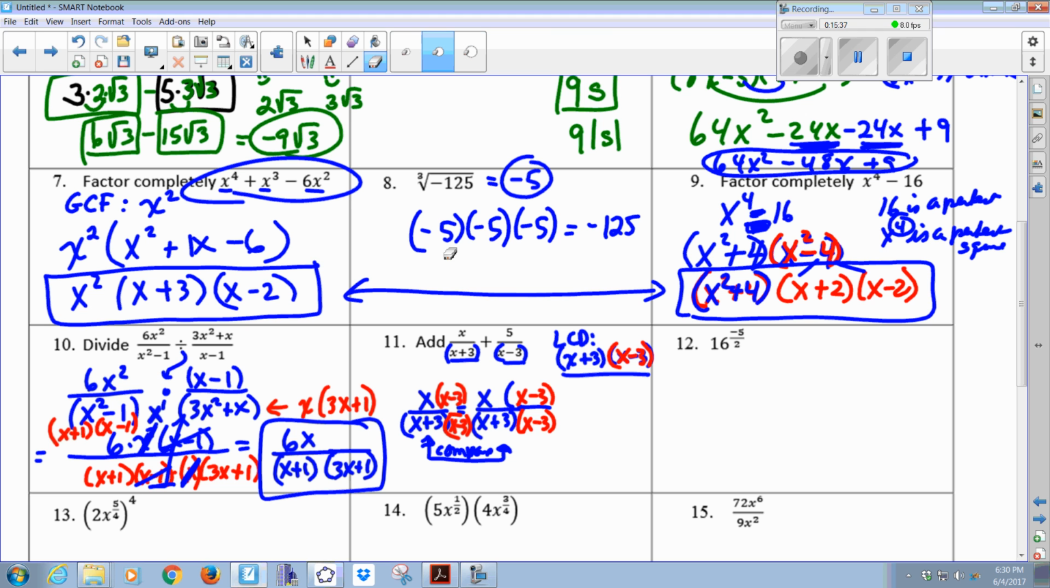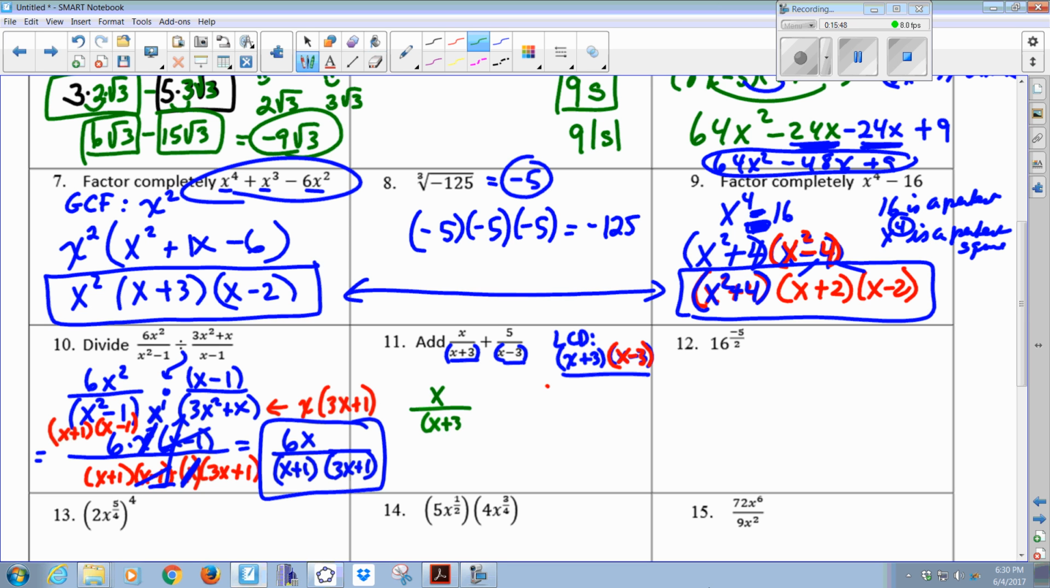Let me remove this for now. So this first fraction, x over x plus 3, is the same as x times x minus 3 over x plus 3 times x minus 3. Because see, all I did was multiply this by 1. So I didn't change it. I raised it to what we call higher terms. So I'm going to rewrite that again. X times x minus 3 over x plus 3 times x minus 3.